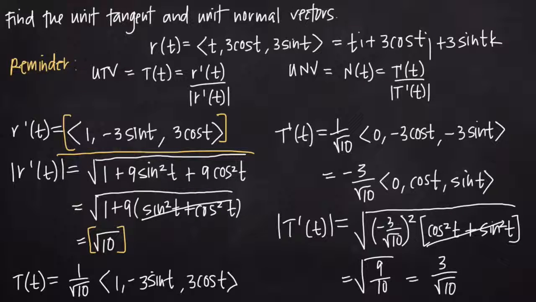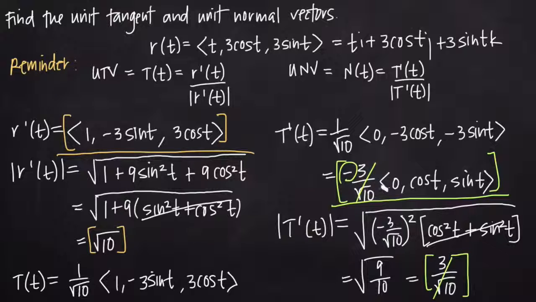Now to find our unit normal vector, remember that we have here the derivative of our unit tangent vector divided by the magnitude of the derivative of the unit tangent vector. We found those two components. Basically, we're saying this value here divided by this value here that we just found. So as you can see, we have this negative 3 over root 10 in the numerator. We have this 3 over root 10 in the denominator. Those will cancel, and we'll just be left with this negative sign here, the negative 1.